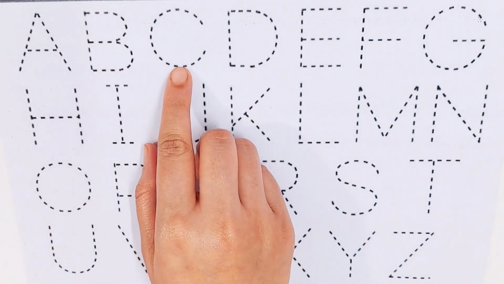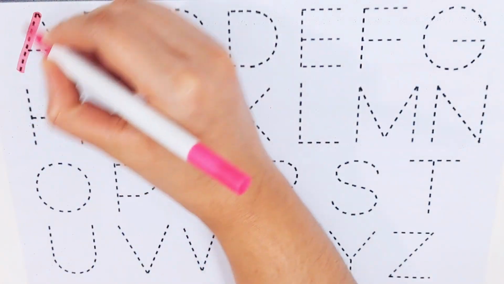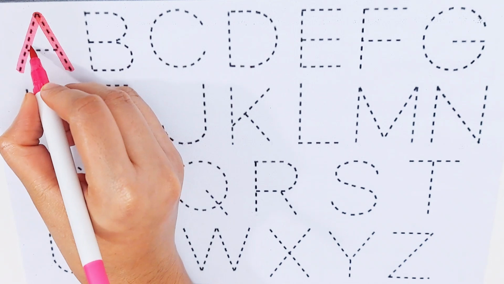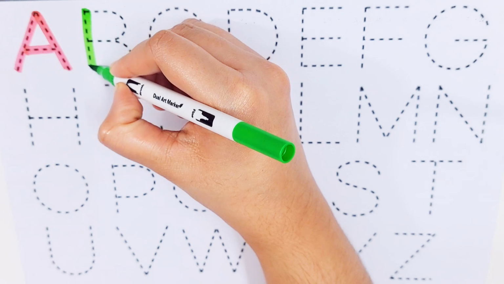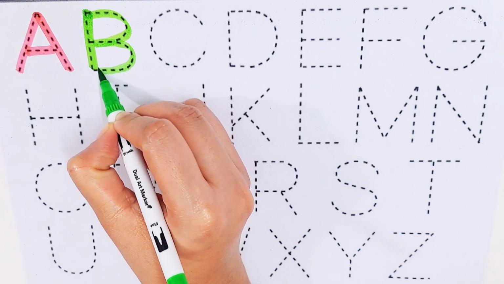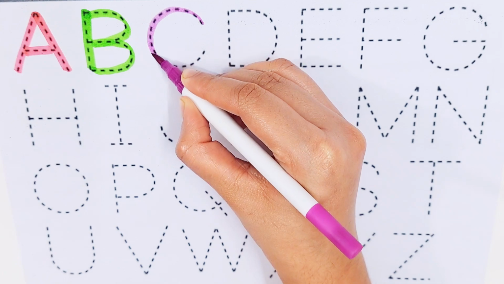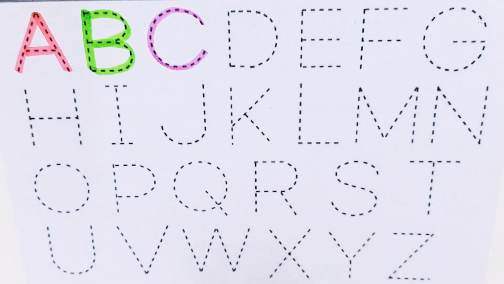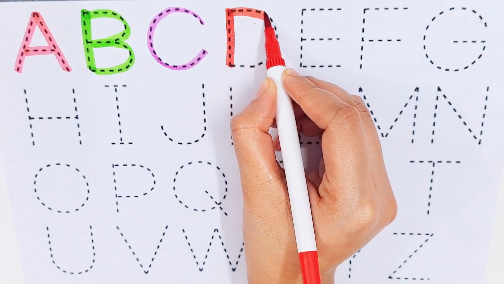A, B, C, D. A for arrow. B for birds. C for cow. D for door.